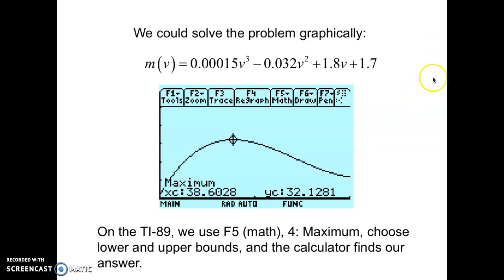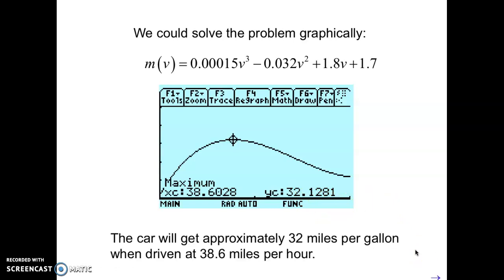We could see from the calculator that the maximum value occurs when the x-coordinate is 38.6028 and the y-coordinate is 32.1281. So if v is the velocity, our speed in miles per hour, and our gas mileage is what comes out, this would be 32 miles per gallon, that would be our highest value, or our optimal value. So a car will get approximately 32 miles per gallon if we drive it at around 38.6 miles per hour on average.